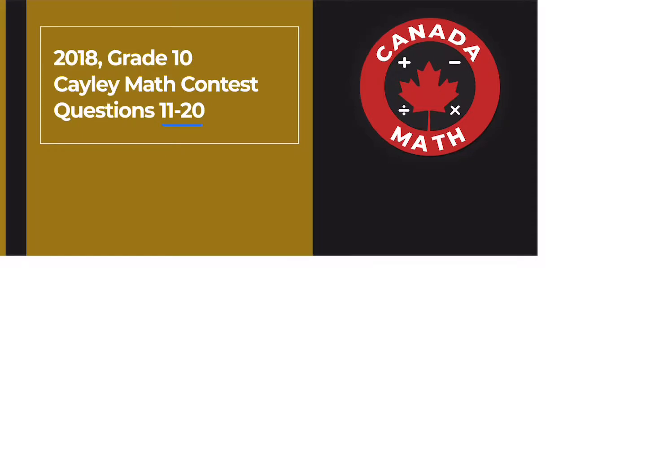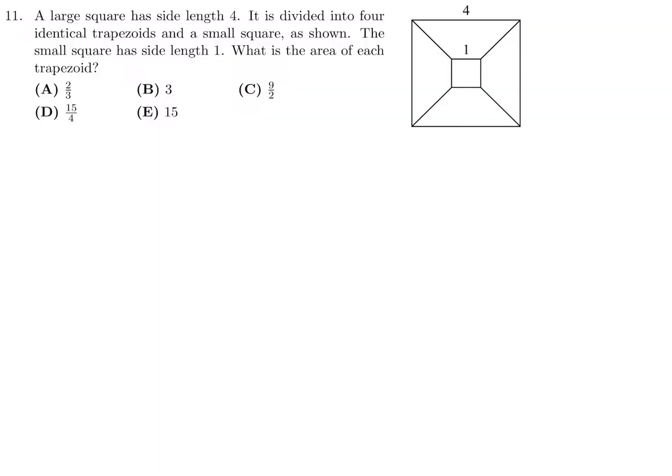Questions 11 through 20 on the 2018 Grade 10 Cayley Math Contest. A large square has side length 4. It is divided into 4 identical trapezoids, and a small square is shown. The small square has a side length of 1. What is the area of the trapezoid? A few ways of doing this question.